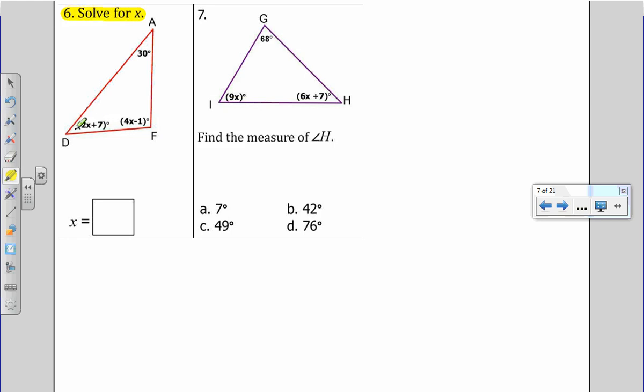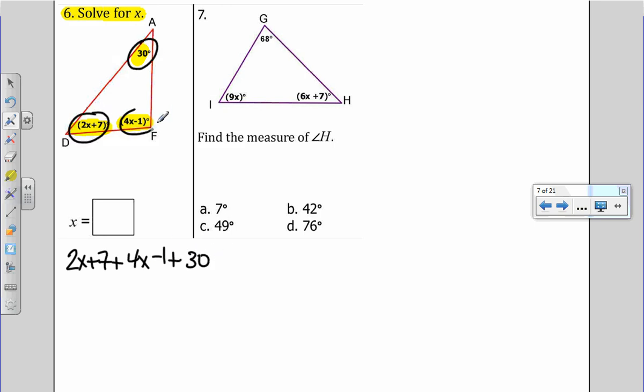In order to solve for x, we've got to use the fact that these three angles add up to what magic number? 180. So I have one angle, 2x plus 7, plus my second angle, 4x minus 1, plus my third angle, 30. Make sure you use all three, equals 180.